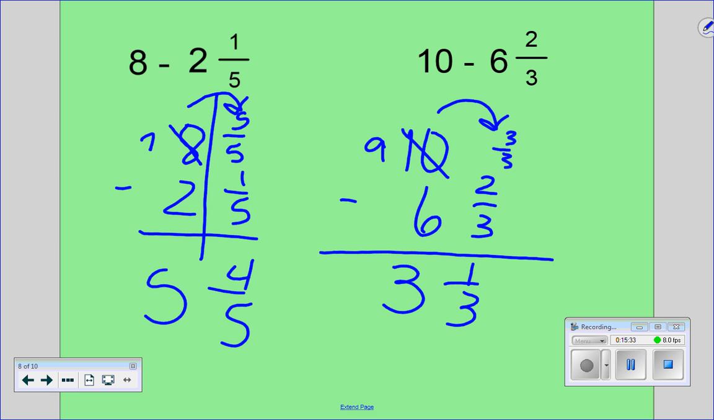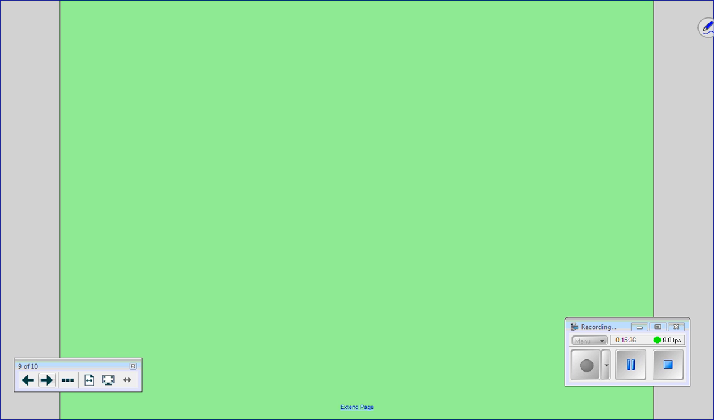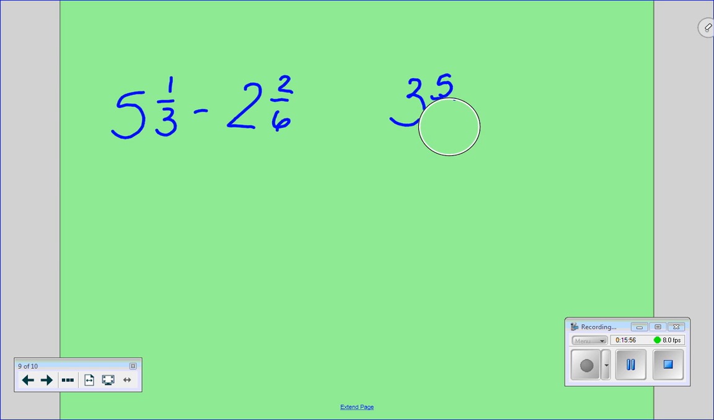I'm going to give you a few more to try on your own, and then you can try your homework. 5 1/3 minus 2 2/6. Try that one. Then let's do 3 1/4 plus 4 2/5. I always stick with 6, I don't know why. There you go. Try those.